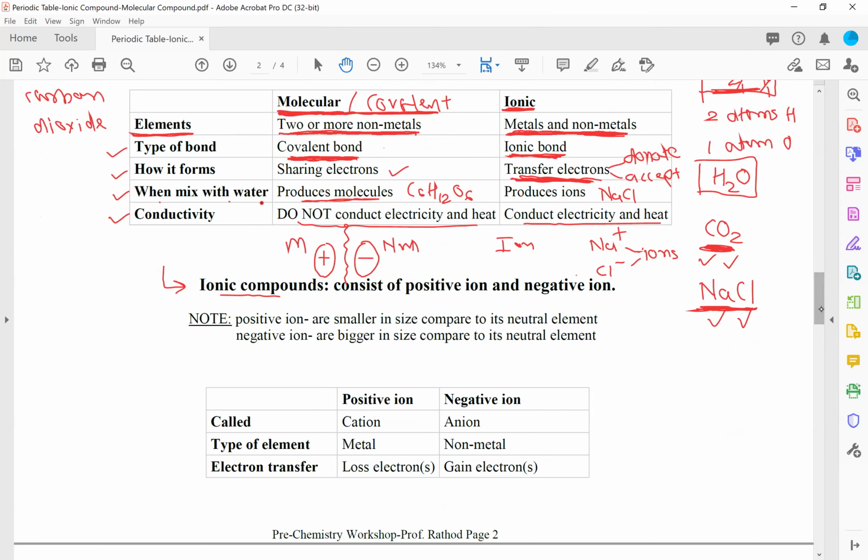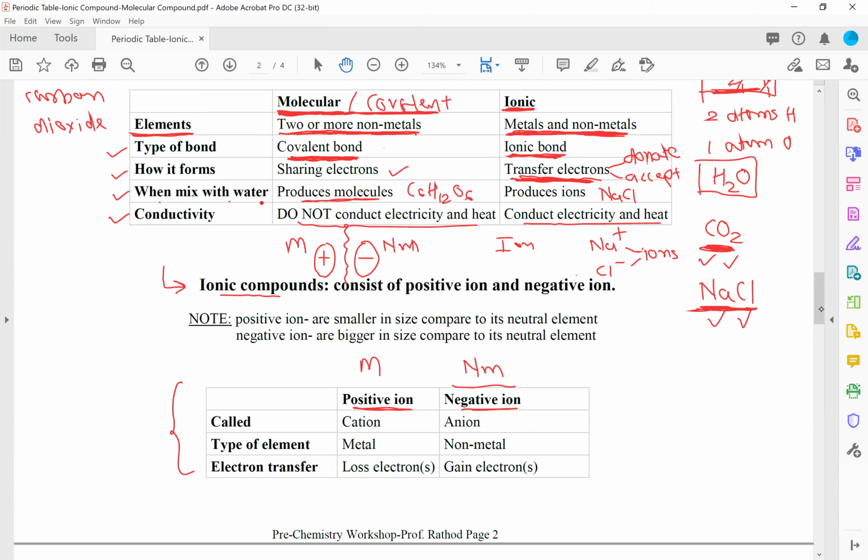This is again just to remember. Of course, we are going to talk about this in detail. But when I say positive ion, which element is going to form a positive ion? Always a metal element is going to form a positive ion. Which element is going to form a negative ion? Always a non-metal, Nm, is going to form a negative ion.